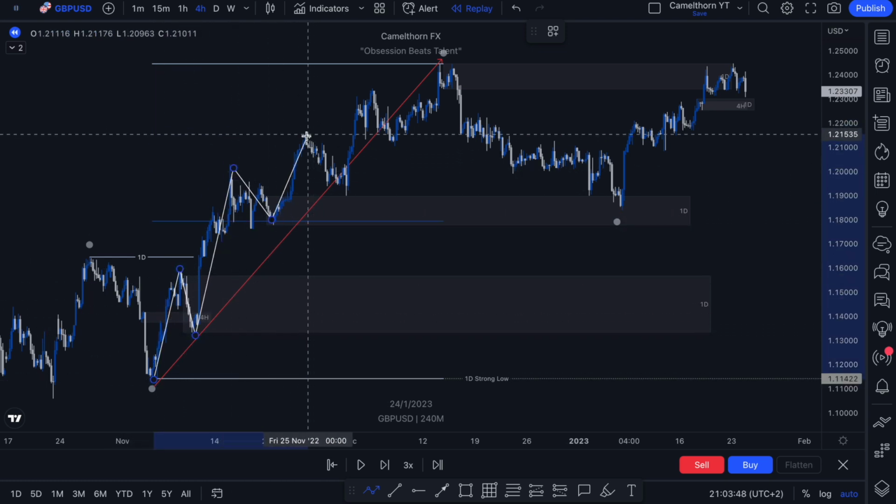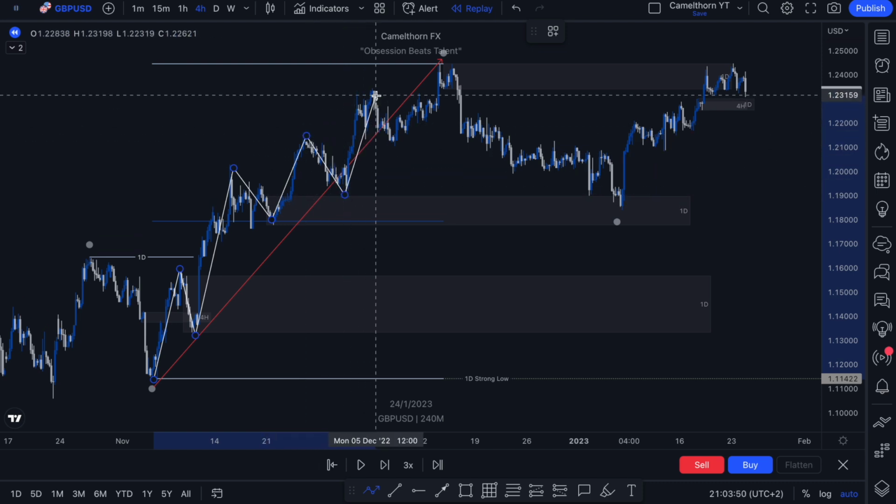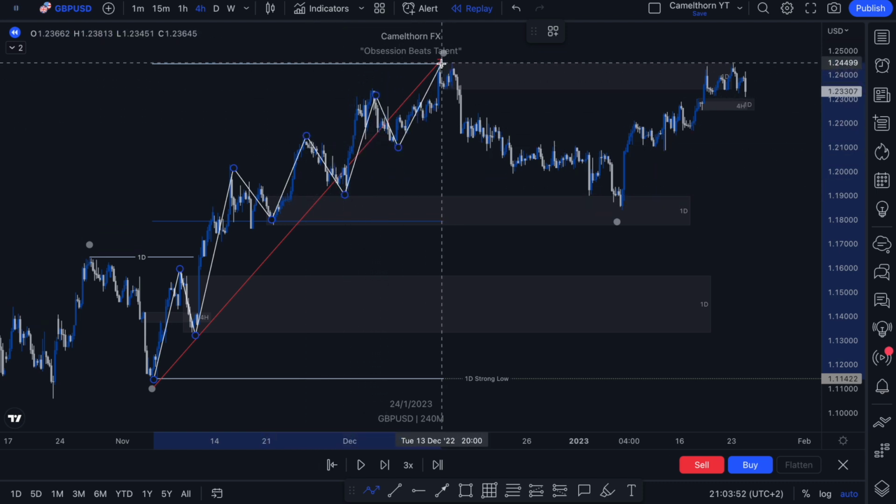Now, this is something that will take a little bit of practice. It's very easy to get caught up marking out internal structure when actually you want to be marking out external structure or swing points, all right?